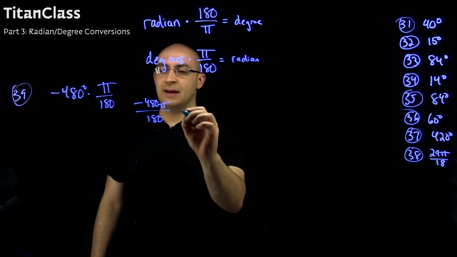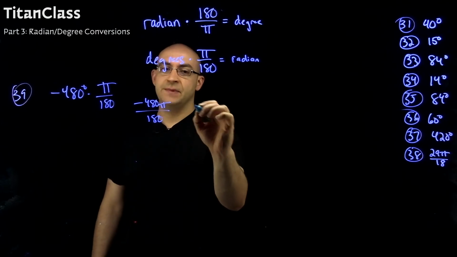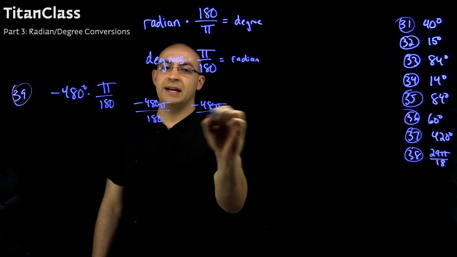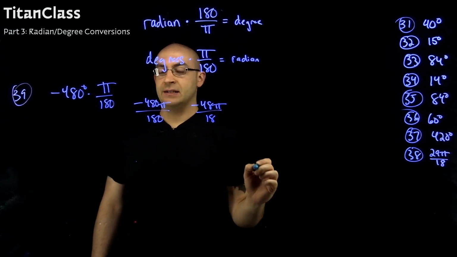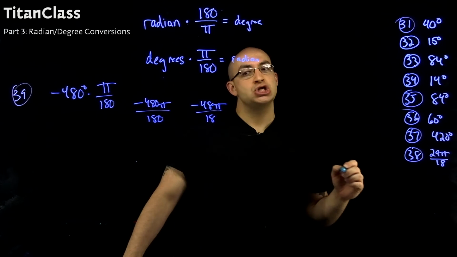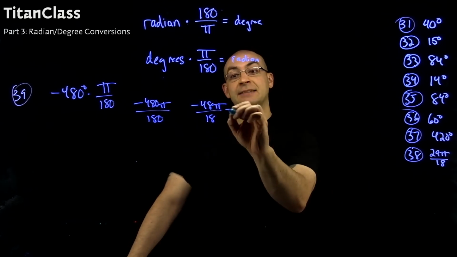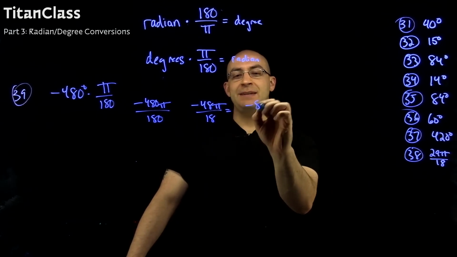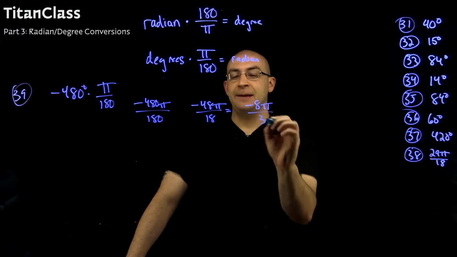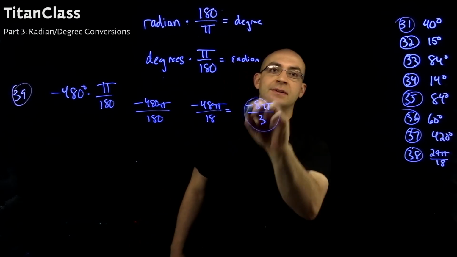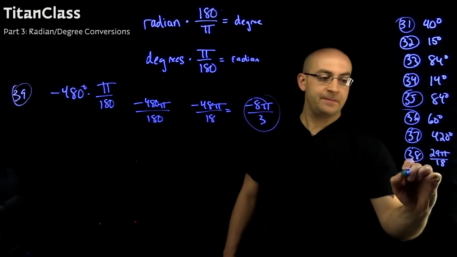We can do this a couple times, right? So I know they both have a 10 in common. So let's do negative 48 pi over 18. I know I can divide by 6, right? So let's divide by 6. This is going to be negative 8 pi over 3. And I can't go any further. So negative 8 pi over 3 is my answer.